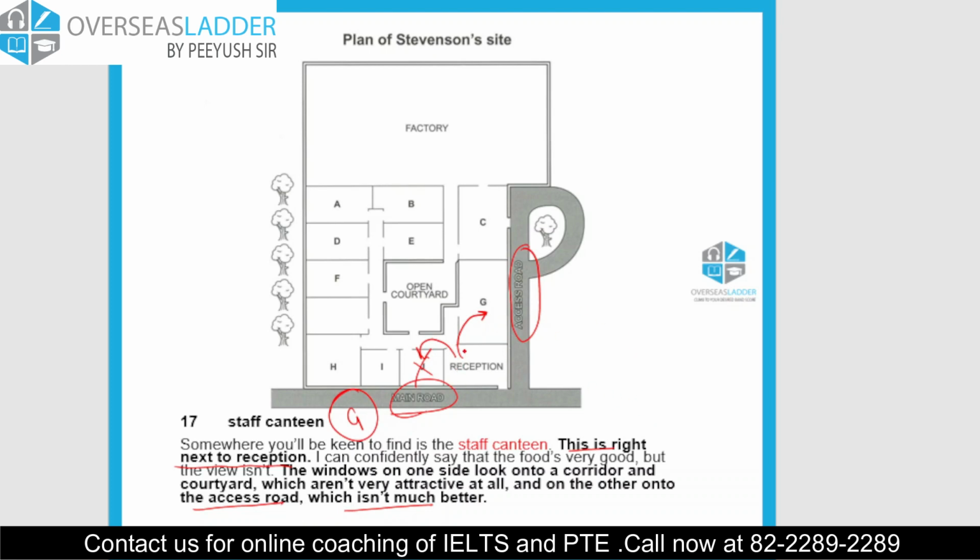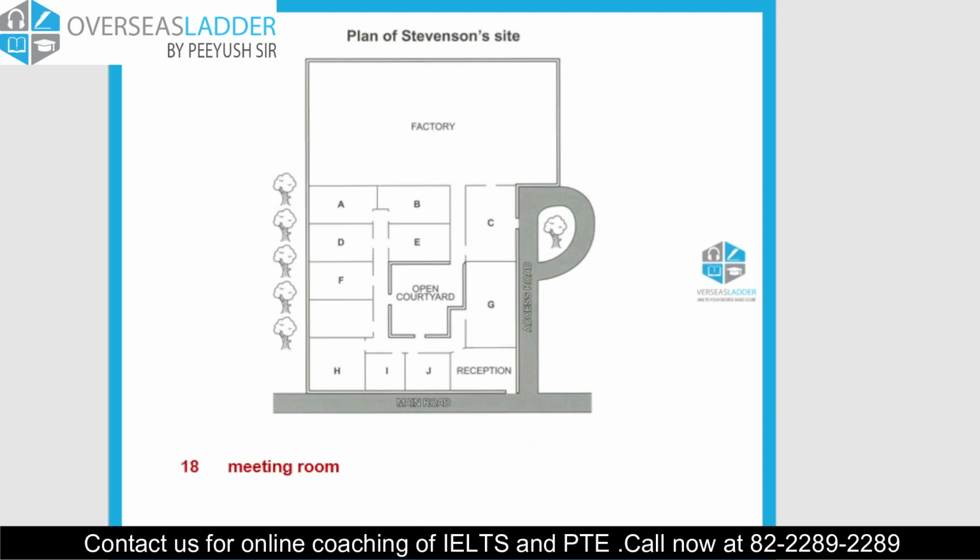So it says next to reception. Next to means exactly near the reception. And then it says that on one side there is a courtyard and the other side there is an access road. So only this is the option G. So we'll be writing G. All right. So let's move to the next question now. In this we have to work on the meeting room. So let's listen to the recording.